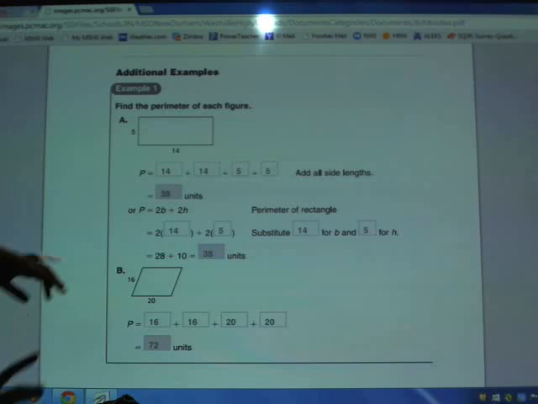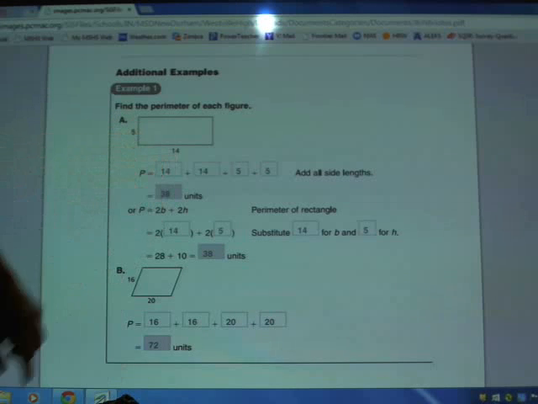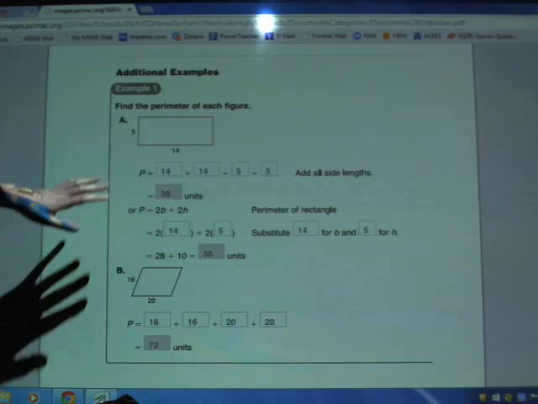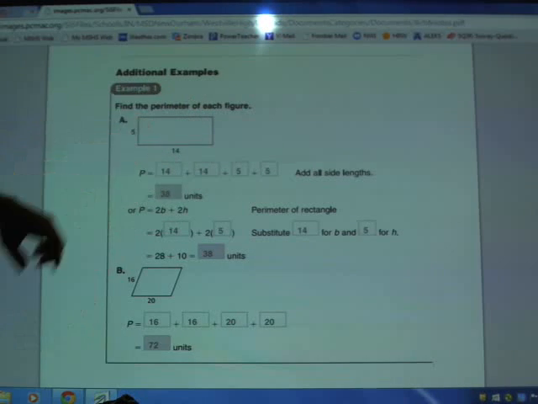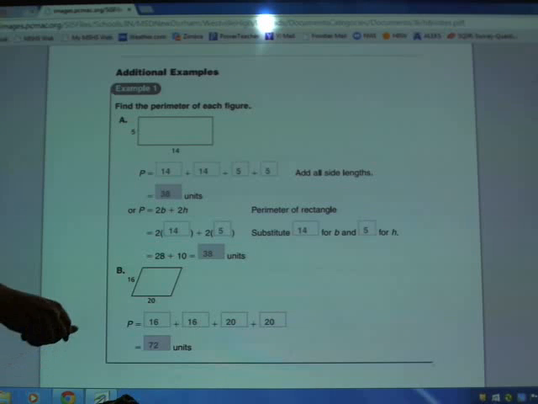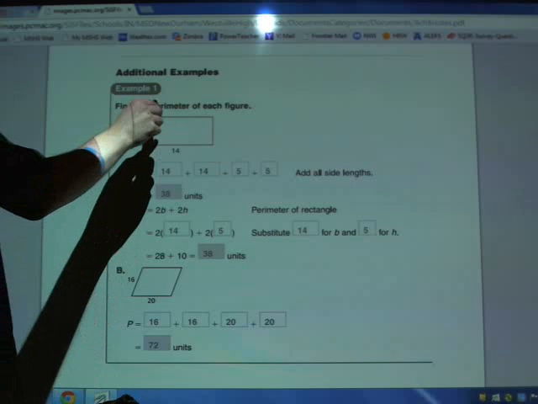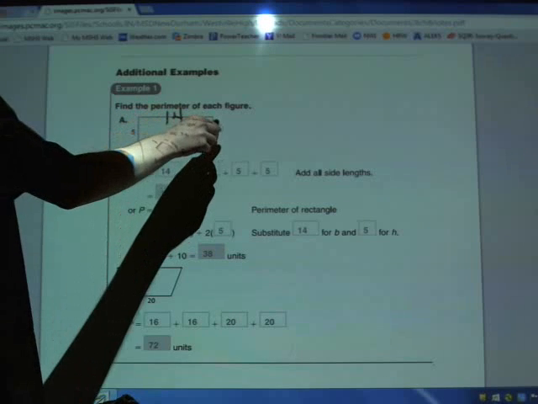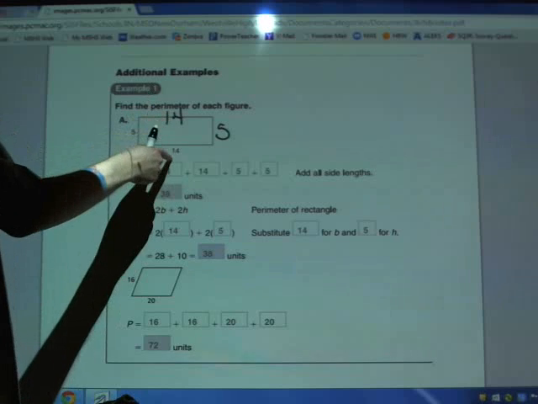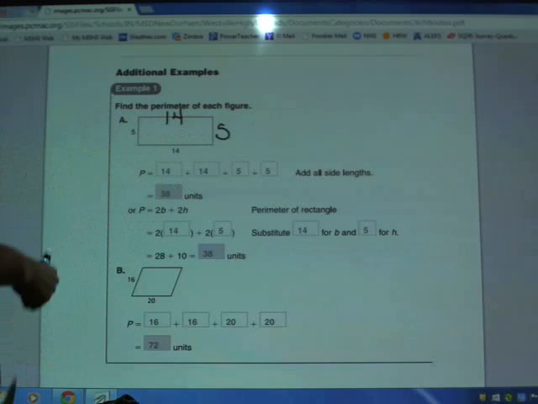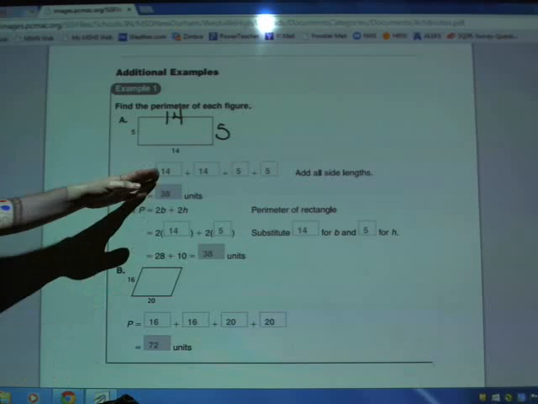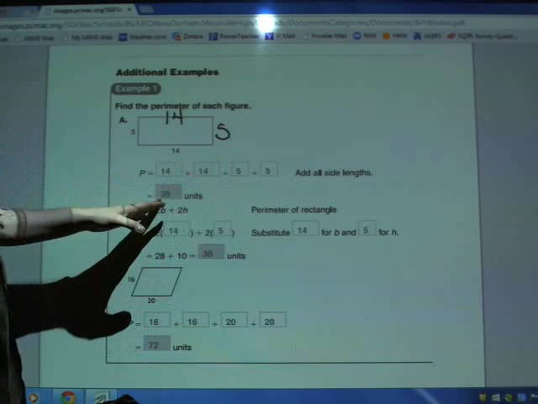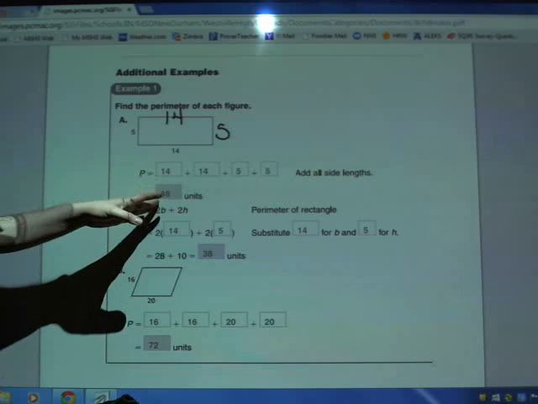Some people look at this type of question, they go, oh, 5 plus 14 and I'm done. Well, no, those are just the sides that have numbers, but all of the sides have to be accounted for. All 4 sides in this rectangle or quadrilateral, whatever you want me to say. So that means this is also 14, this is also 5. Of course, the top would match the bottom and the right would match the left. So this is 14 plus 14 plus 5 plus 5. That's the same as 28 plus 10, which is the equivalent of 38.